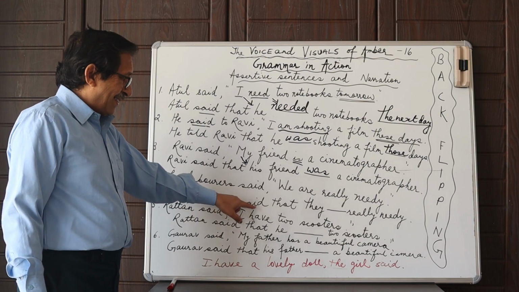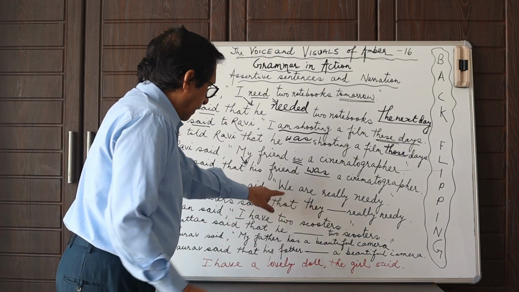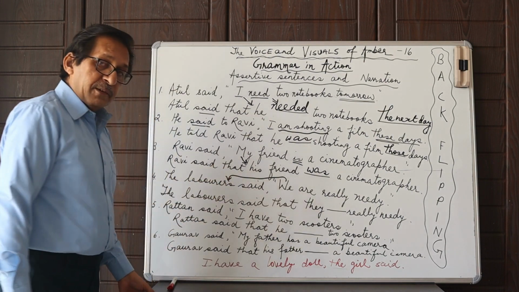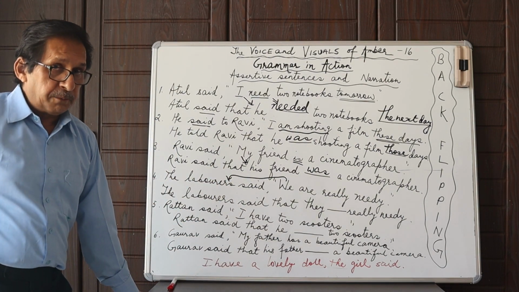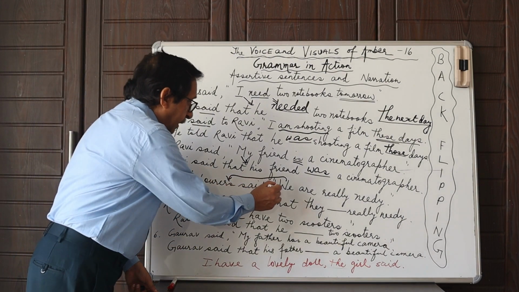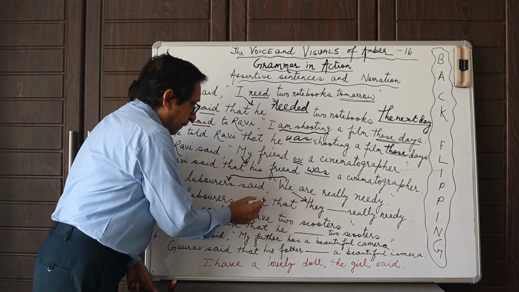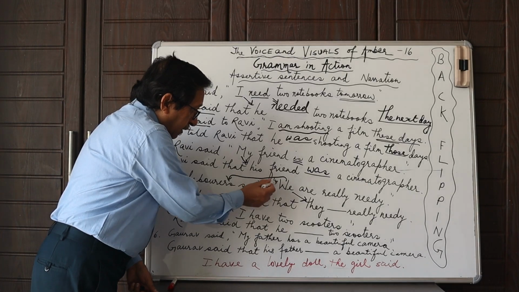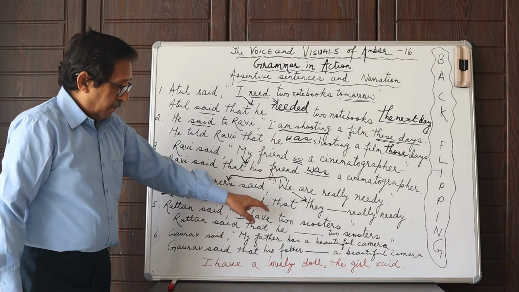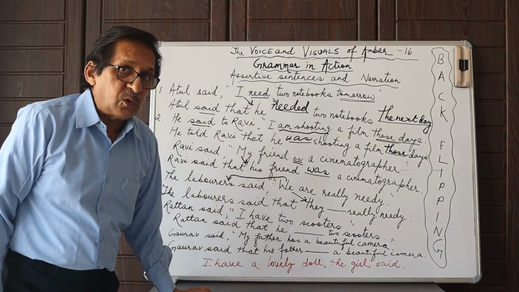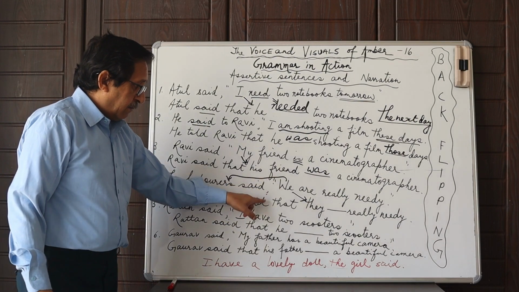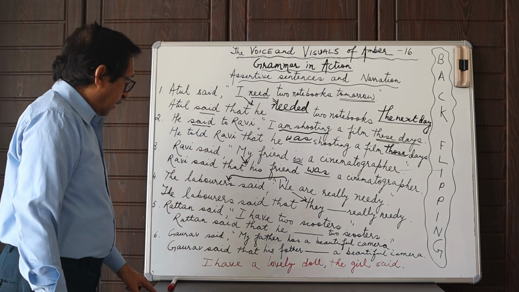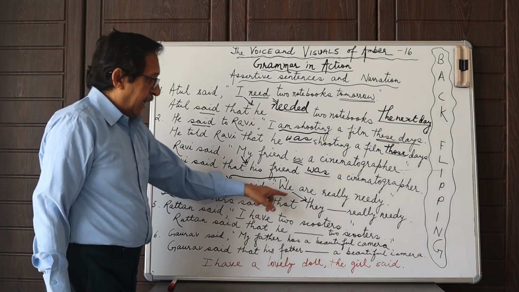So the laborers said that, and this we obviously refers to the laborers, not the reporter. So therefore we becomes they. The comma and the inverted commas are removed because we are not quoting the exact words of the laborers. So they are removed and replaced by that. So the laborers said that they are.